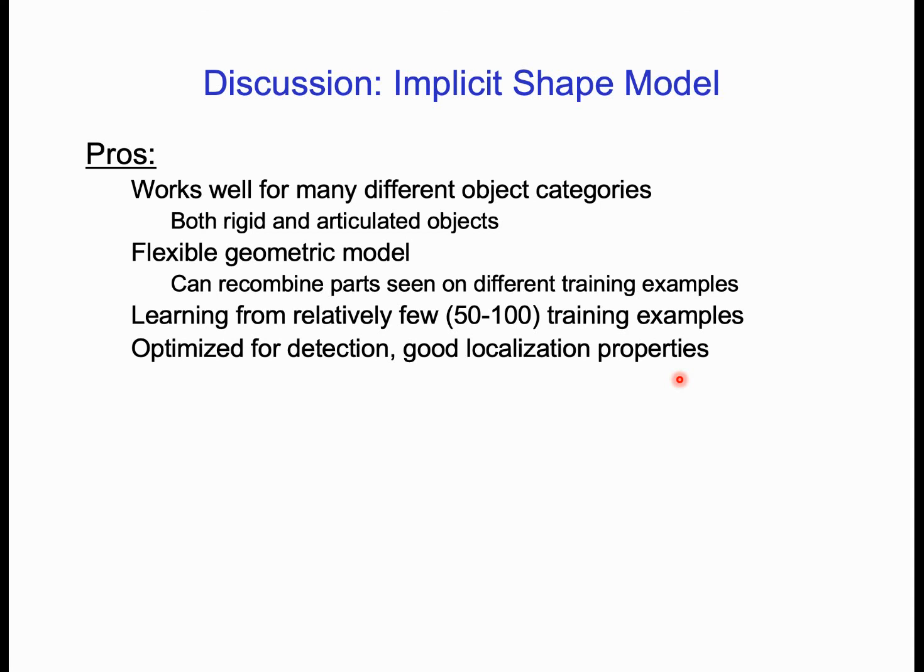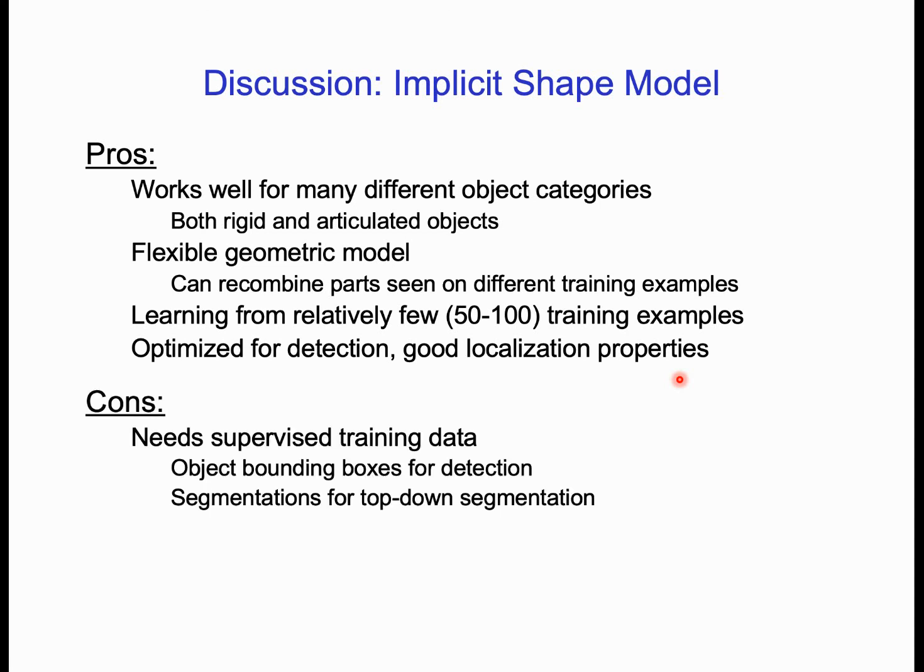It has very good properties in terms of dealing with occlusion and clutter. You can learn such models from surprisingly few training examples. And it's really optimized for detection with very good localization properties. The disadvantages: it still needs supervised training data. So you need object bounding boxes to do any detection, to learn any model.